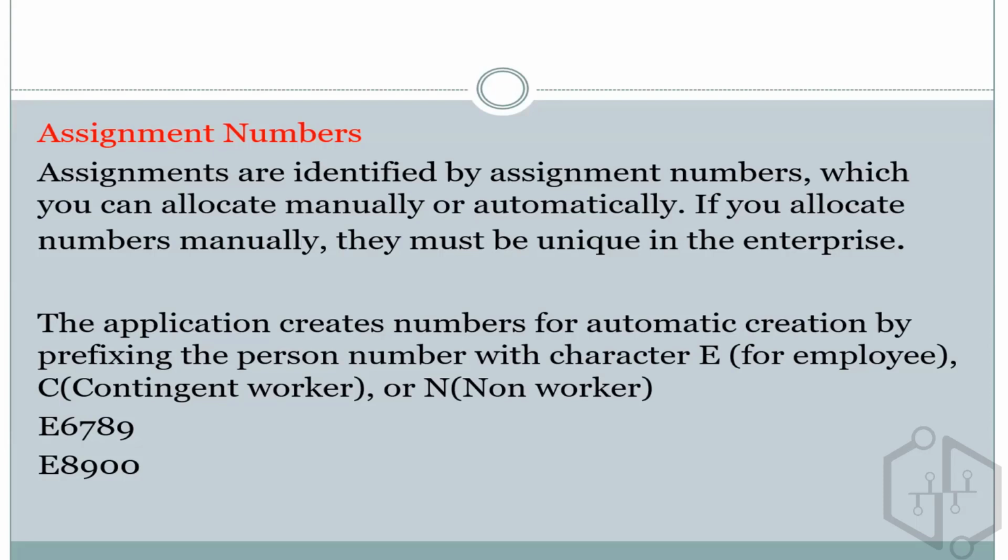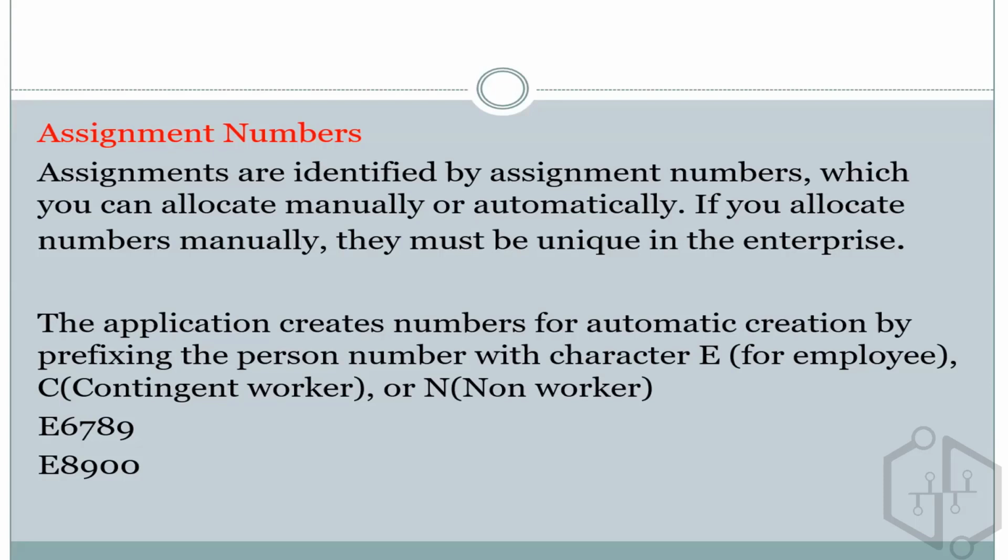Okay. So assignment numbers are what? Assignments are identified by assignment numbers, which you can allocate manually or automatically. If you allocate numbers manually, they must be unique in the enterprise. So either you can allocate assignment numbers manually, or you can allocate them automatically. These are the options available.